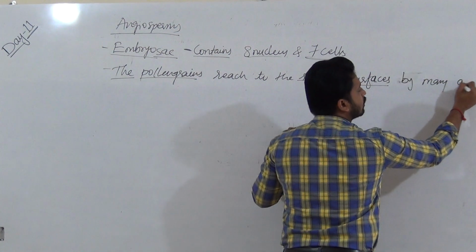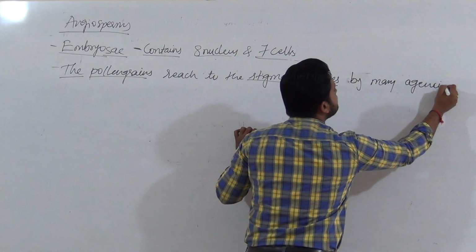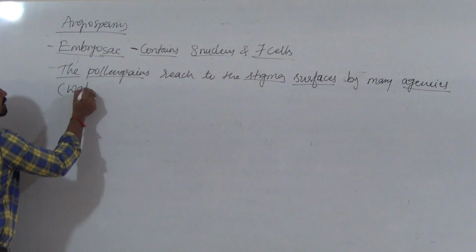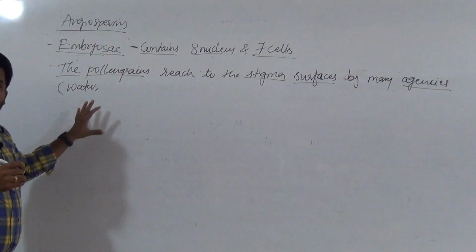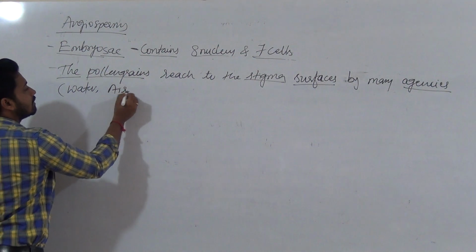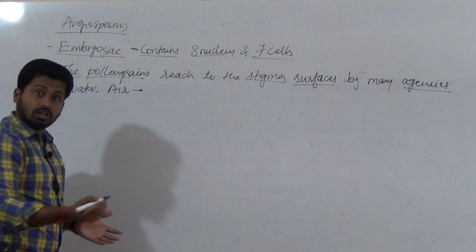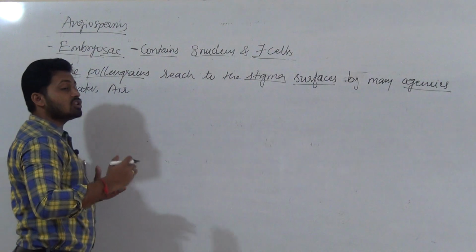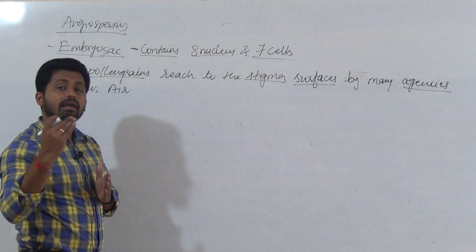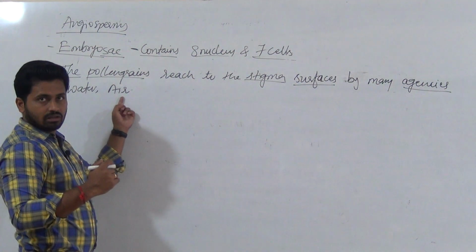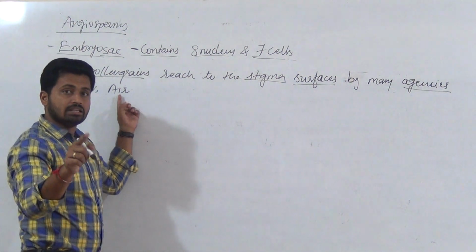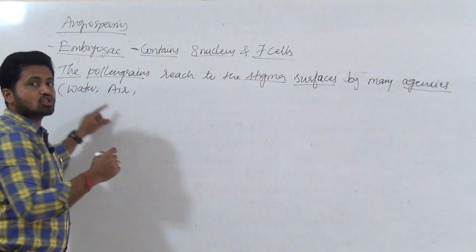I will write them; look in your book. The agency may be water, which is called hydrophily. The agency may be air, which is called anemophily. Pollination, that is transfer of pollen grains from anther to stigma by air, is called anemophily. By water it is called hydrophily.